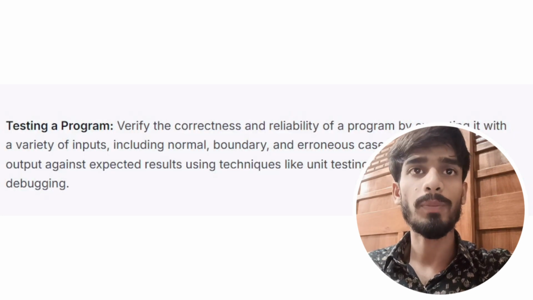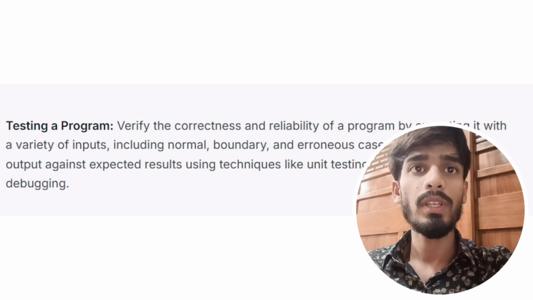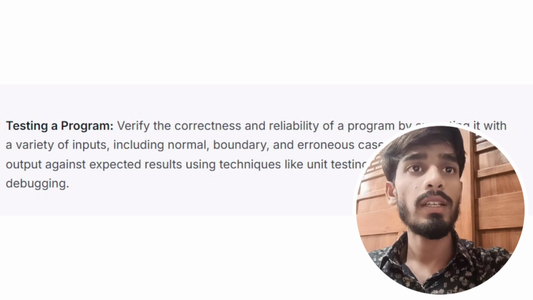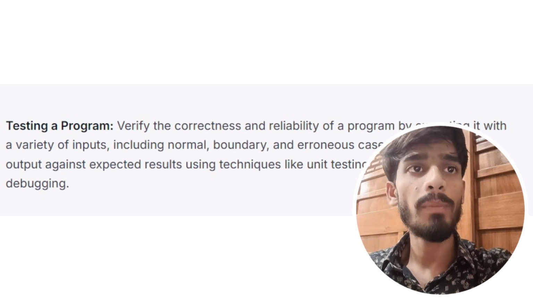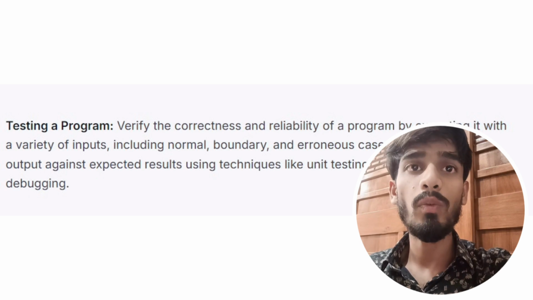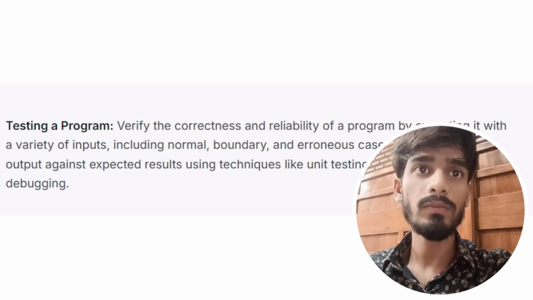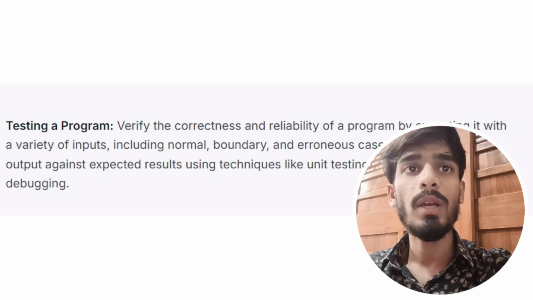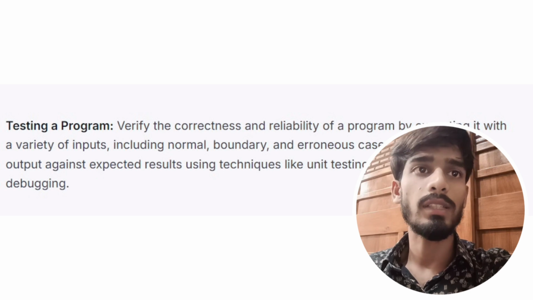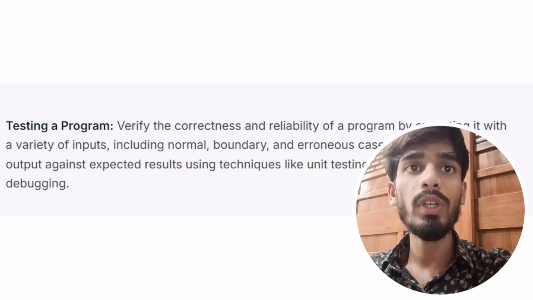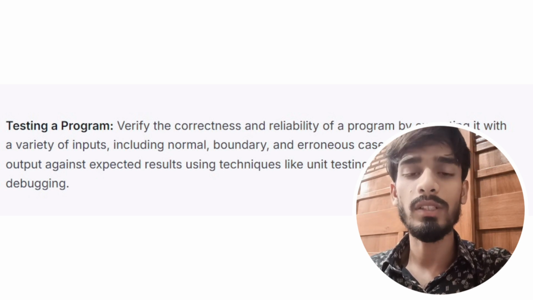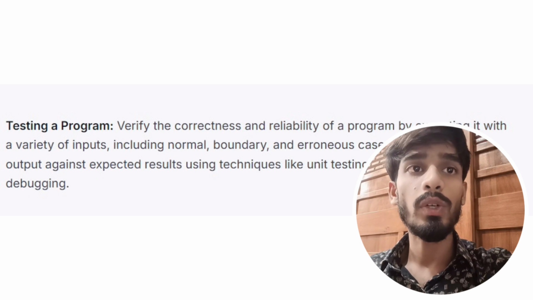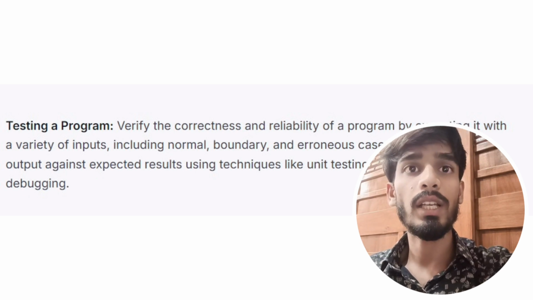Seventh important point, how to test a program. Testing a program, we verify the correctness and reliability of a program by executing it with a variety of inputs, including normal, boundary, and erroneous cases, and checking its output against expected results using techniques like unit testing, integration testing, and debugging.